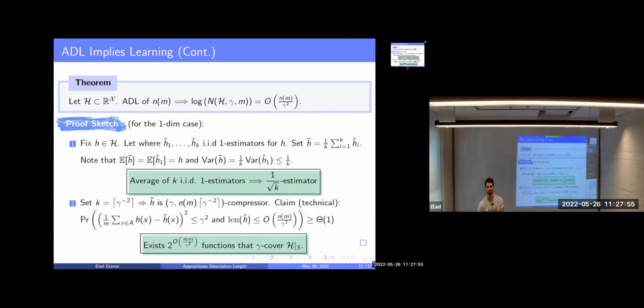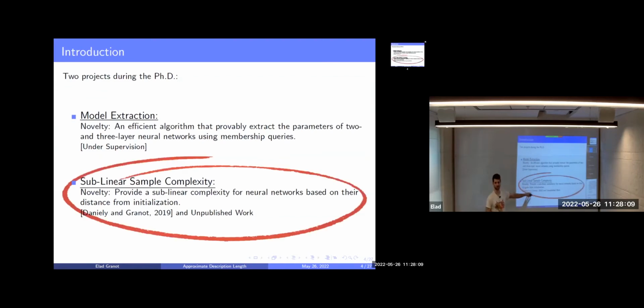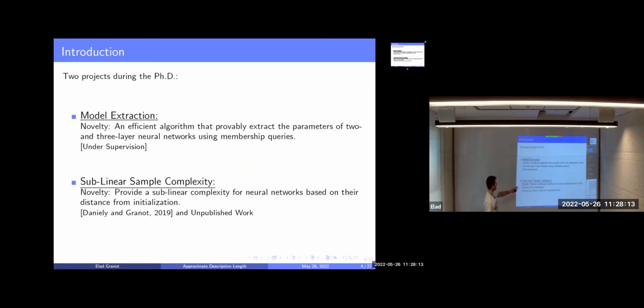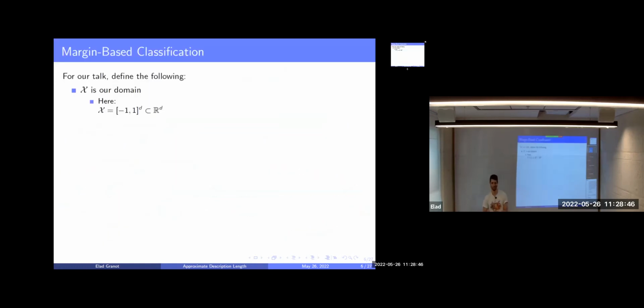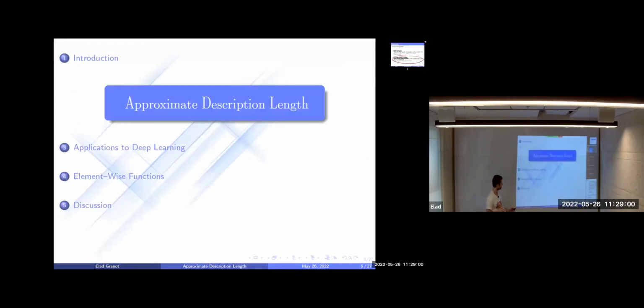Other questions? Okay, so I said at the beginning that I'm going to talk about one project. For this project, there is a published paper, and the part about element-wise is still an unpublished result. And for the model extraction, we have a paper that is under review, and we hope it will be published. Hopefully it comes soon.